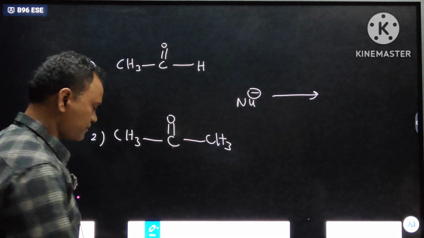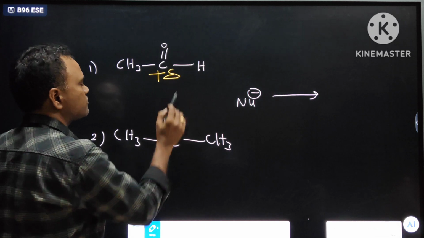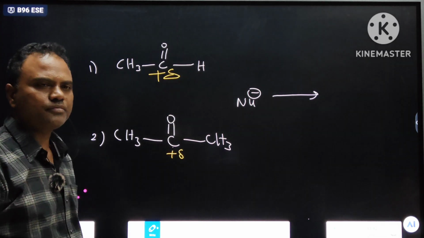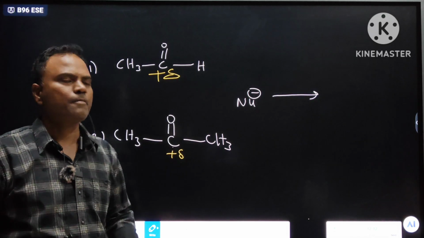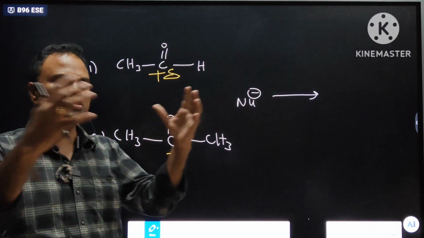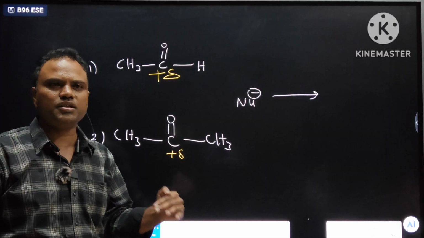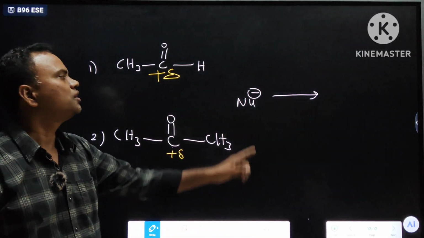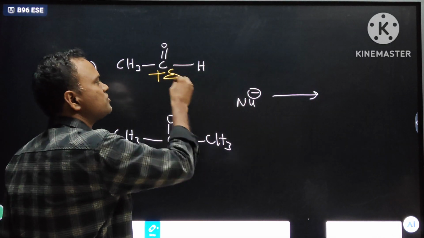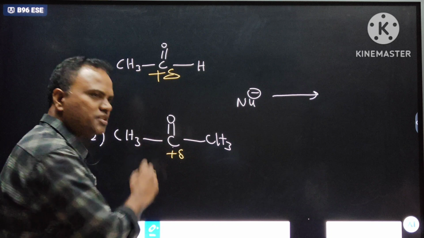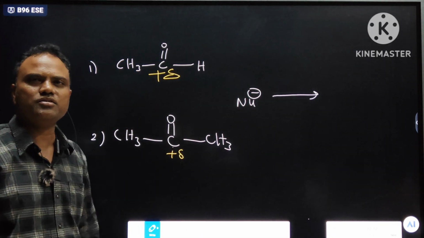Look at this, what I am writing, observe this and tell me. Large positive charge, small positive charge. Why did I write a large positive charge here and a small positive charge there? Why does this carbonyl carbon have a bigger positive charge and this one a smaller positive charge? I will explain the reason. The nucleophile preferentially attacks this one. Here the positive charge is more, so the negative charge attacks easily. Here the positive charge is less, so the nucleophile goes slowly and the rate is also less.